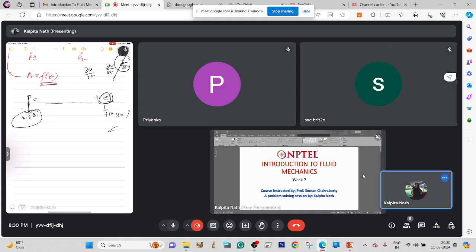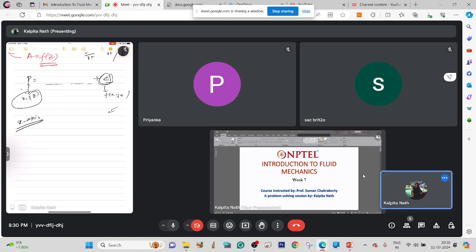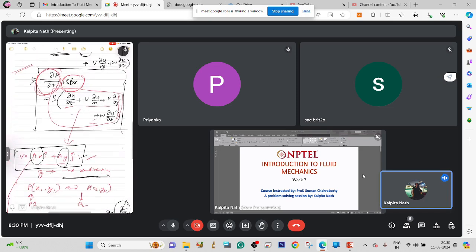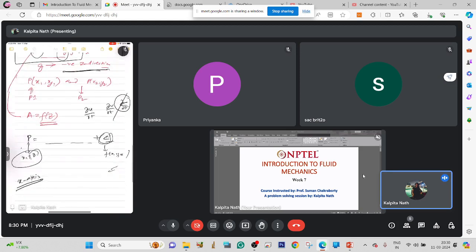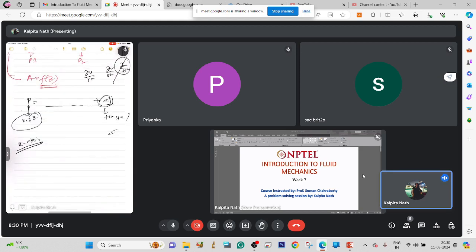See, first of all, we'll try it for the x-axis. This is very simple. We'll just apply the Euler equation. So what does the Euler equation tell us? This is the Euler equation. We'll apply this and check which components exist and which don't. So for the x-axis we write del p del x plus rho b x is equal to density times the temporal component, plus u del u del x, the acceleration part, plus v del u del y, plus w del u del z.